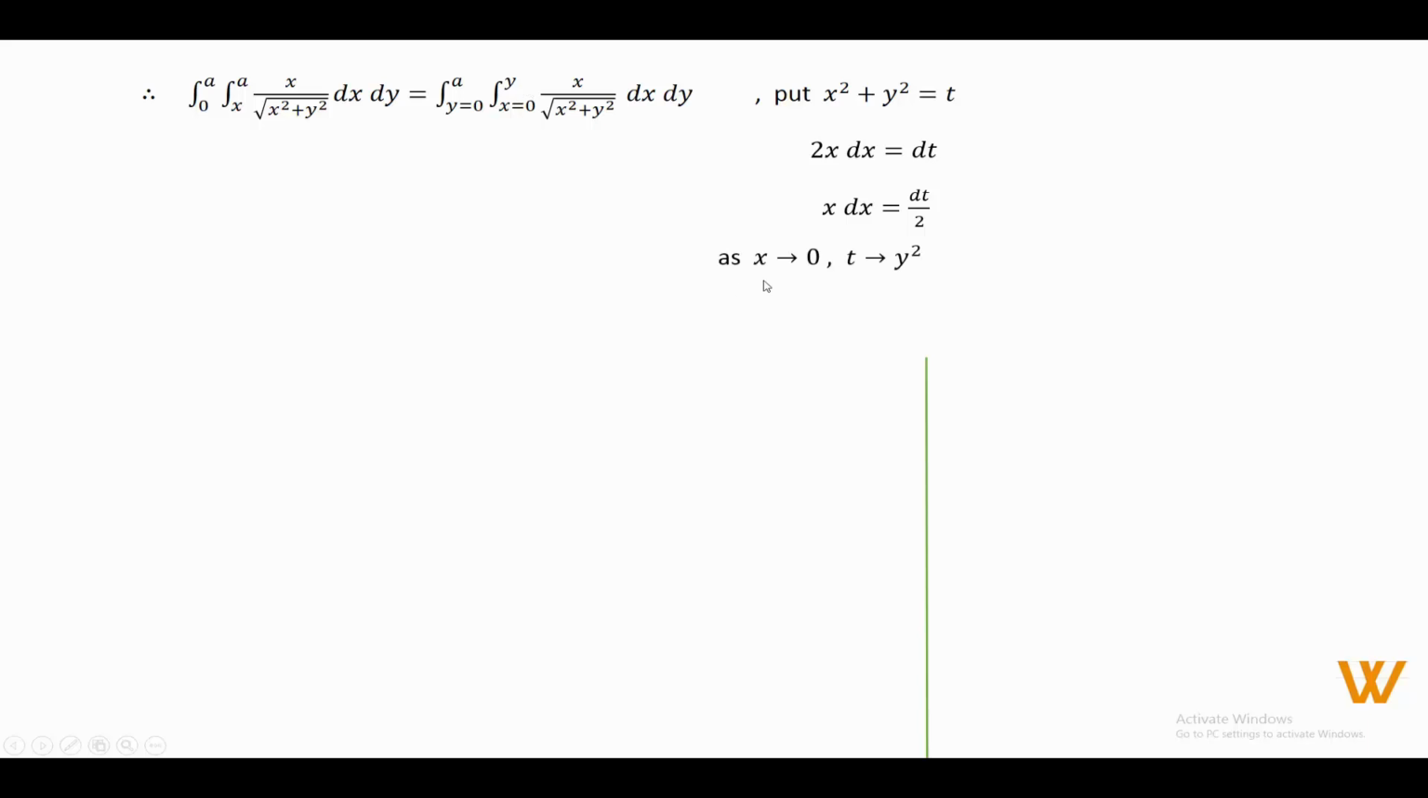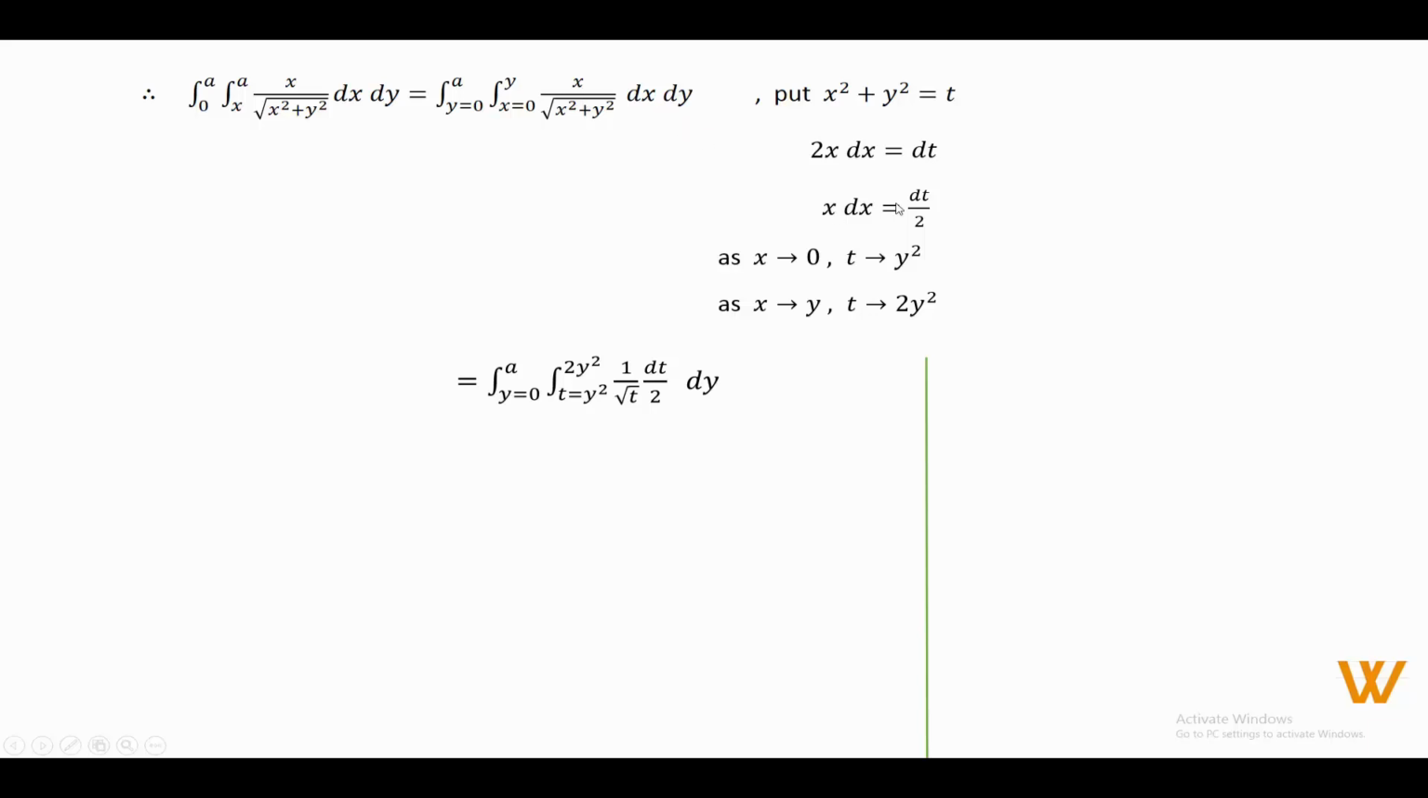As x is 0, put the value of x as 0, so t is y square. As x is y, put the value of x as y, so y square plus y square is 2y square. So t tends to 2y square, and therefore continue this integration, y varies from 0 to a. Next, the integration in terms of t varies from y square to 2y square.